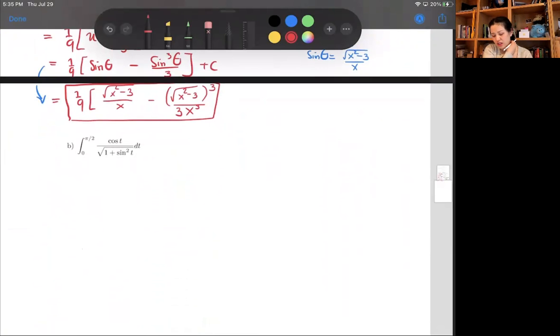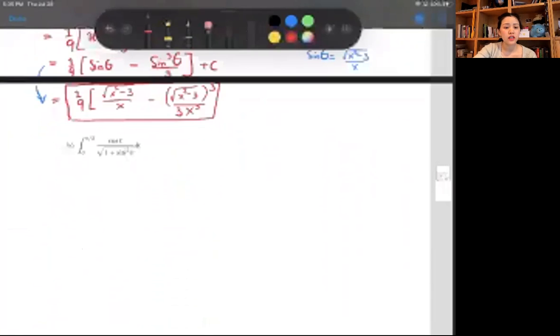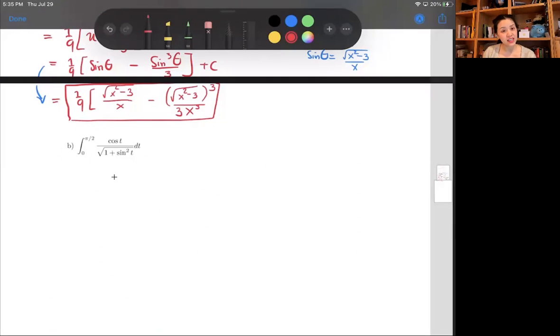So this one doesn't look like any of the trig substitutions. What I'm going to do is let u equal sine t. So du is cosine t dt. Now I'm going to rewrite this.